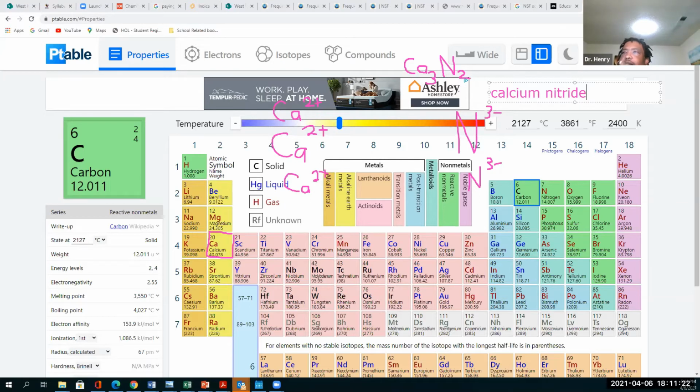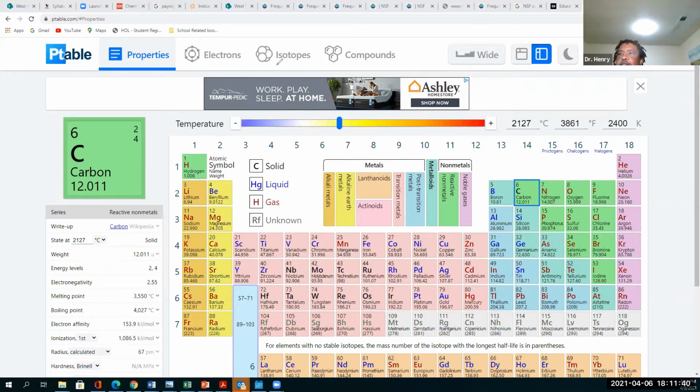So let's do another one. You'll notice the positive charge comes first. So you always say calcium nitride, right? The negative charge goes at the end and it gets the "ide." Okay, what about aluminum and fluorine? Aluminum would be +3, and fluorine is a -1.